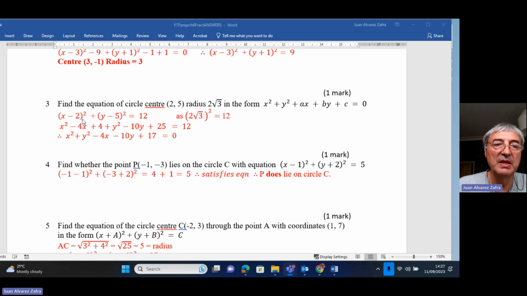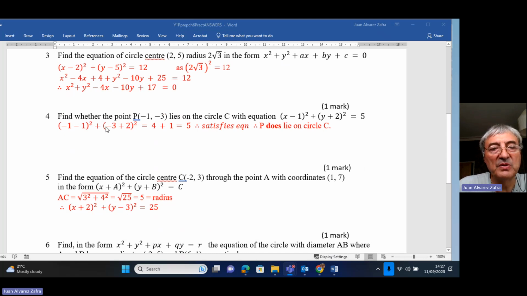Now, if you multiply out the brackets, we get x minus 2 all squared is x squared minus 4x plus 4. y minus 5 squared is y squared minus 10y plus 25. And then if we collect the squares and the x's and the y's and the constants, we end up with the equation of the circle in the form required.